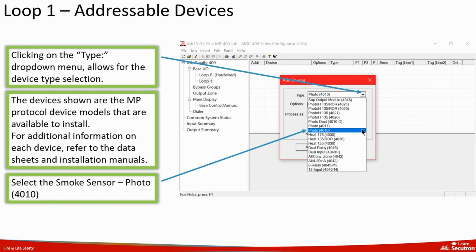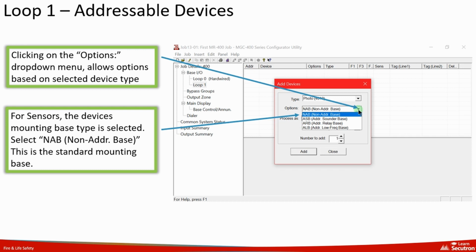In the Add Devices dialog, you can select from various device types by clicking on the Type drop-down menu. Choose the smoke sensor, Photo 4010, from the device models available for installation. You should refer to the respective datasheets and installation manuals for detailed information on each device type.